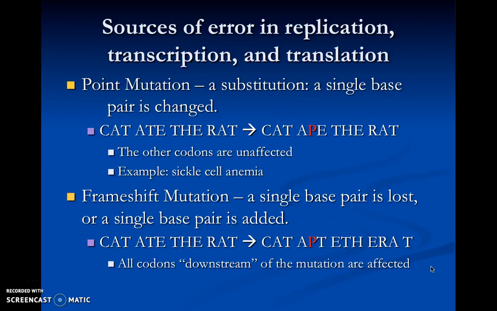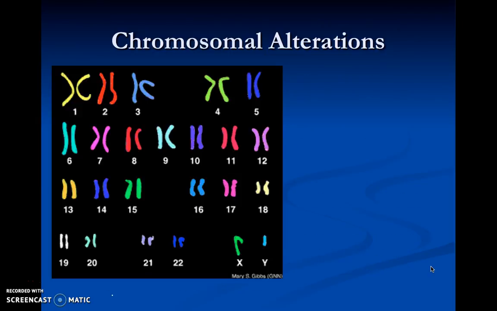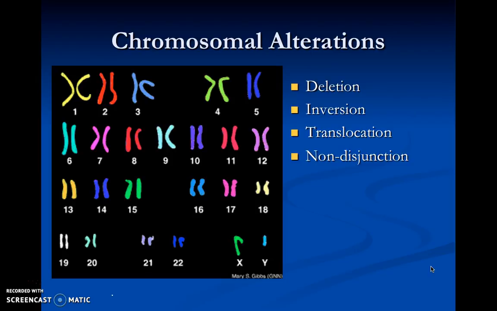Usually point mutations are not as significant as a frameshift. A frameshift can actually completely change the protein product. An example of that would be Tay-Sachs disease in humans. So we now want to talk about other types of mutations called chromosomal alterations. There are actually several types: deletion, inversion, translocation, and non-disjunction.